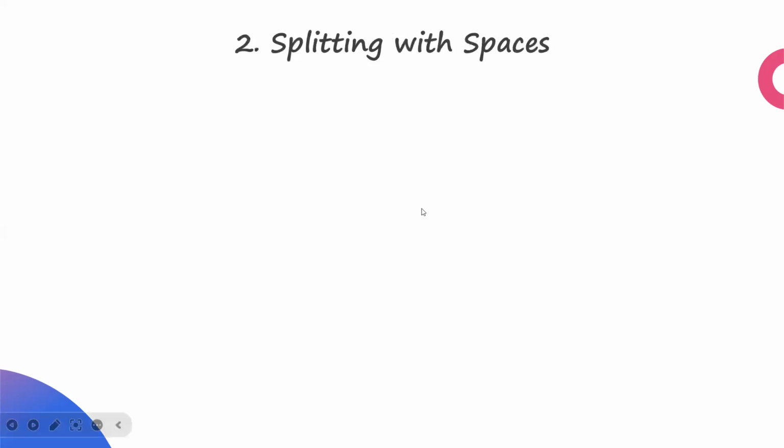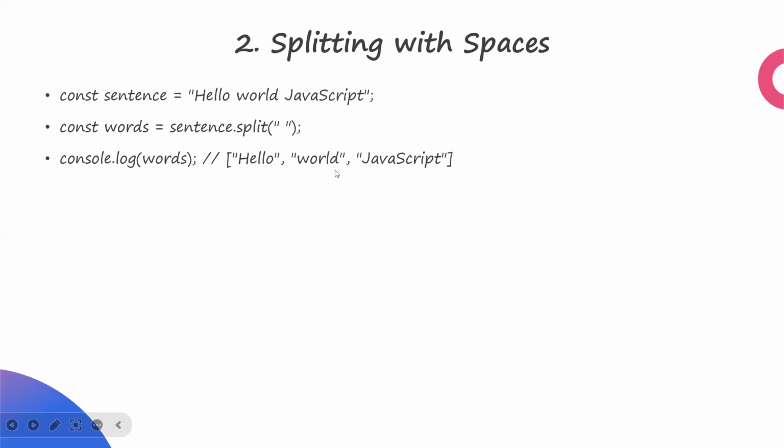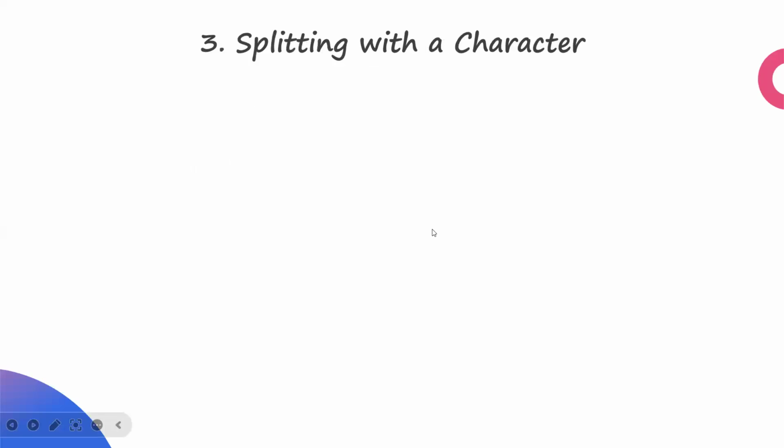All right. So you can split with spaces. I have just shown you that there is a space between hello and world, and a space between world and JavaScript. So we are dividing them by spaces. When you split by spaces, you're going to get hello, world, JavaScript. Just play around with them.